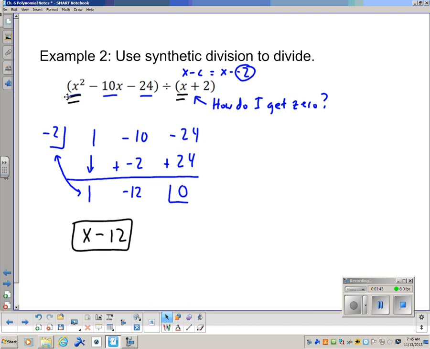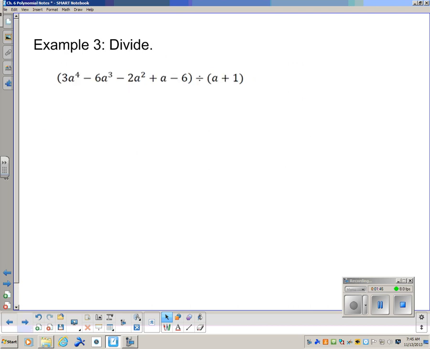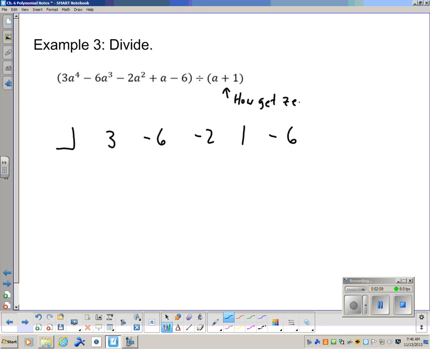Let's try another one of these. We got 3a to the fourth minus 6a to the third minus 2a squared plus a minus 6. So again, just walking through the coefficients. 3, -6, -2, 1, -6. What goes inside the box there? I can think, how do I get 0? I get 0 inside there when a is -1. Or I can write it in terms of a minus, and so the -1 goes inside the box.